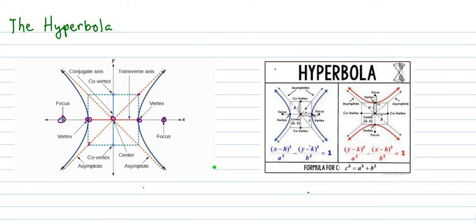Now, take note, a is the distance from the center to the vertex. And then b is the distance from the center to the covertex. And c is the distance from the center to its focus. So when we solve the value of c, that is c squared equals a squared plus b squared. That is how we compute the value of c.